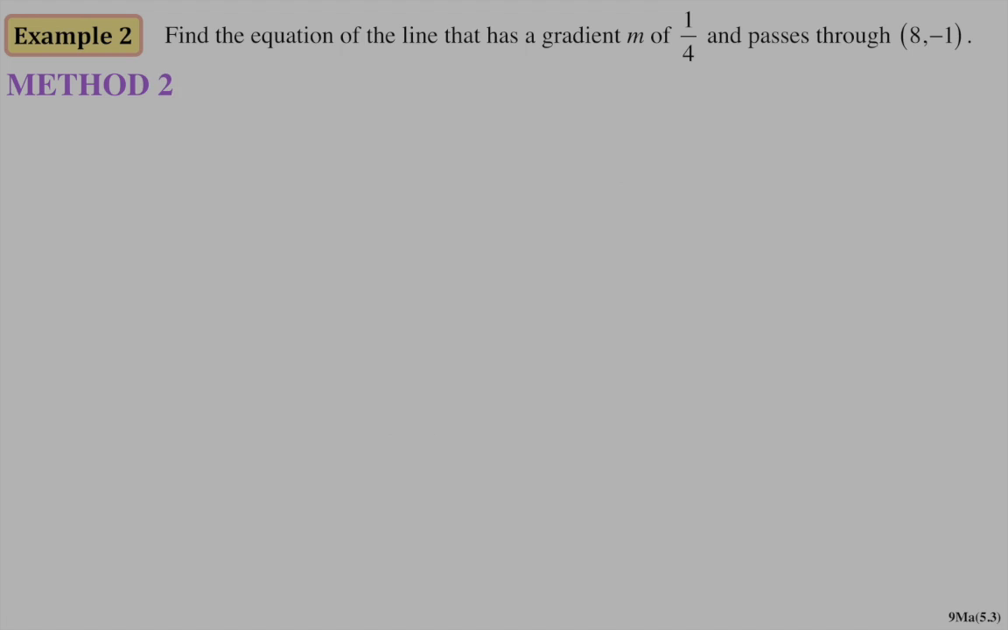However, method 2 is a method I'll use most times because it introduces a new formula that's not in your textbook, but it is going to be used in years 10, 11, and 12 as the most important formula for finding the equation of a line. So I think it's a good idea to learn it now. And that's the rule there. So write that down. That's how you can find the equation of a line.